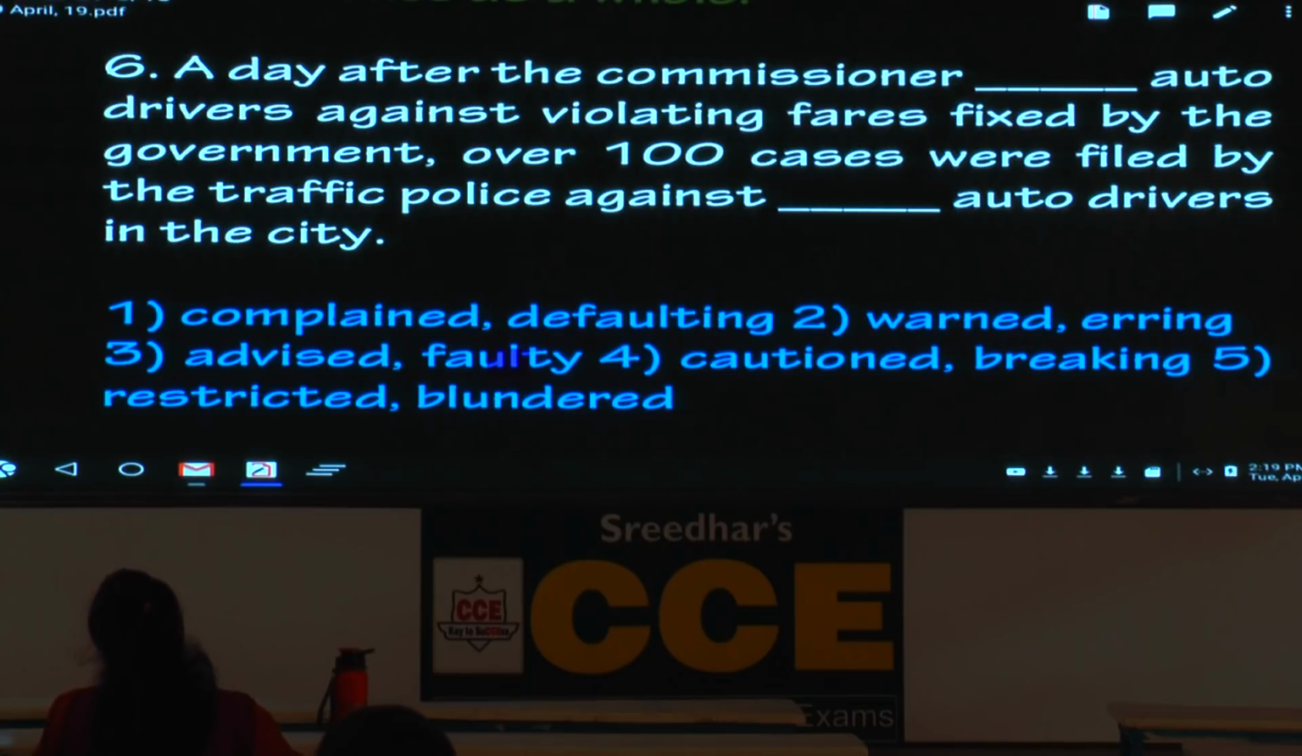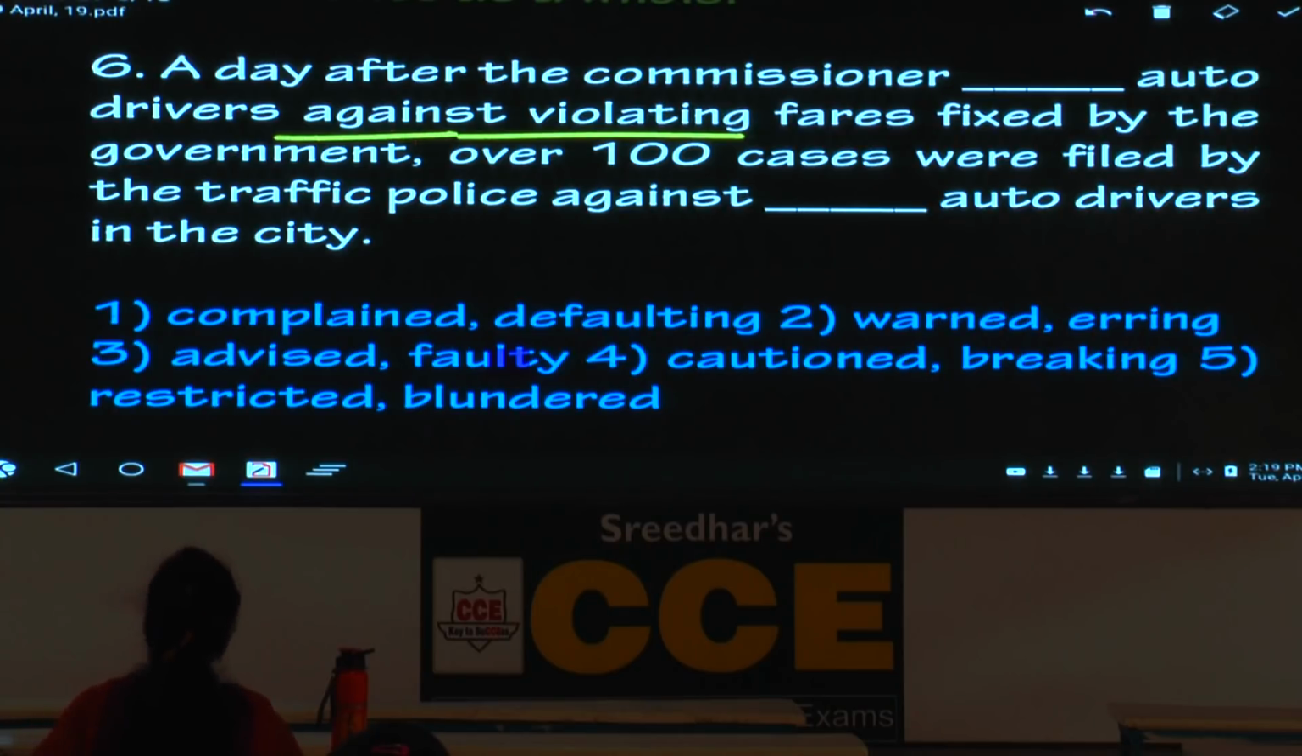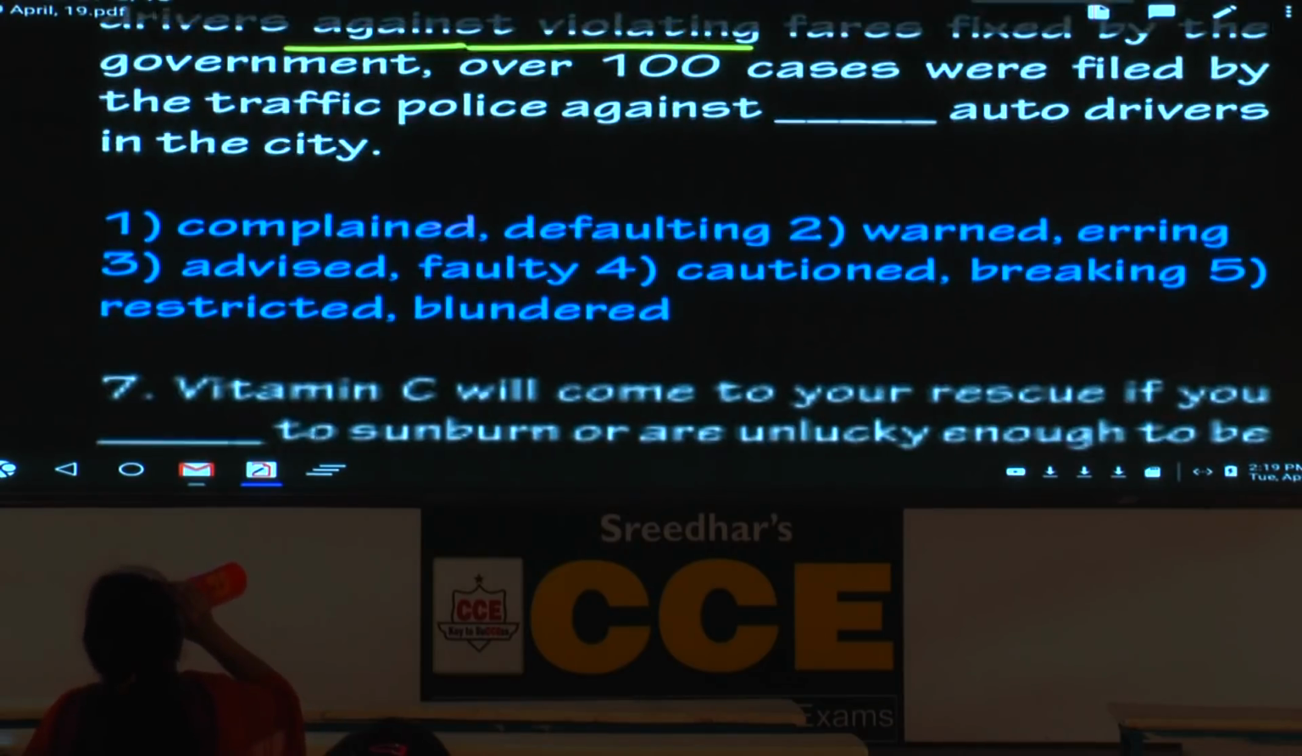Shall we see the answers? Now, question number 6, purely everyday context. A day after the commissioner, auto drivers against violating fares. Please underline the word against. Against what? Violating fares fixed by the government. Over 100 cases were filed by the traffic police against auto drivers in the city. You understood, the context is crystal clear. It goes with everyday situations.